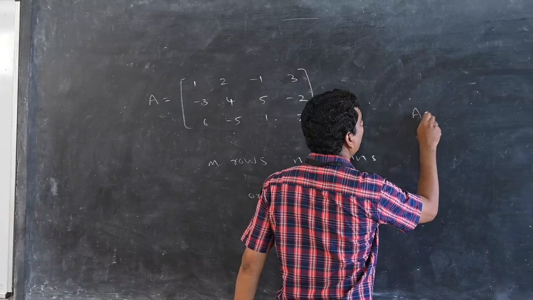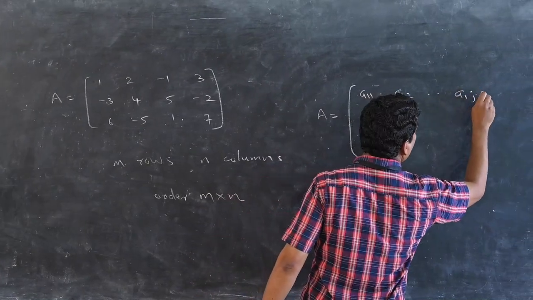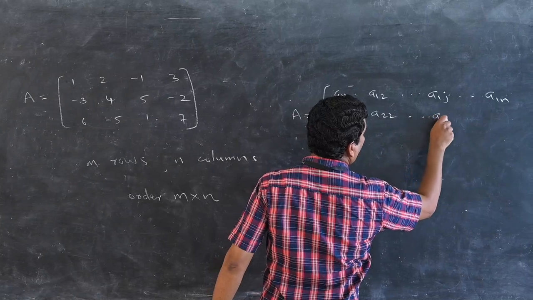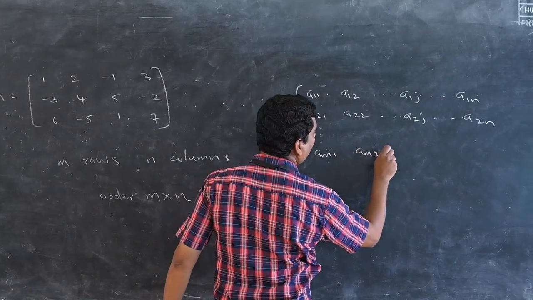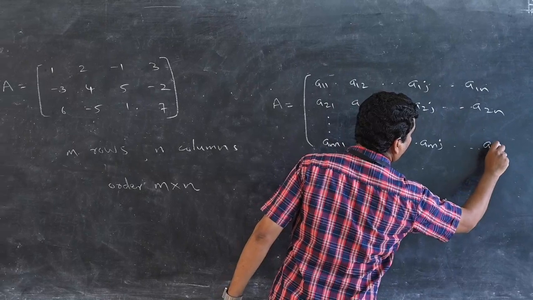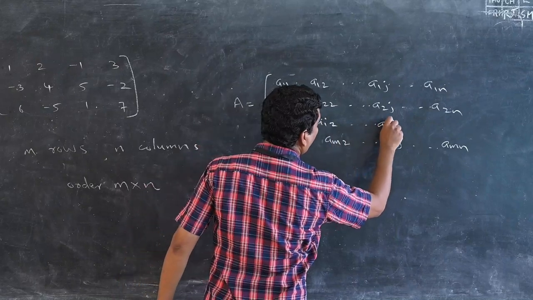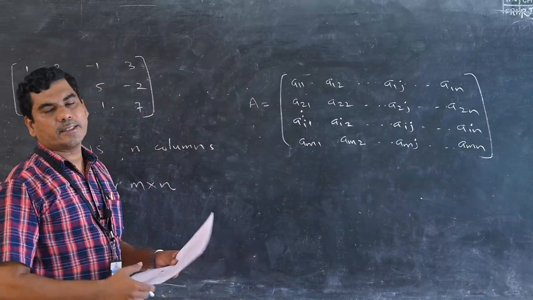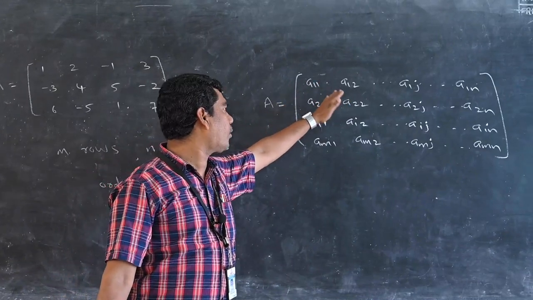A is equal to, this is a11, a12, etc., a1j, etc., a1n, a21, a22, etc., a2j, etc., a2n, etc., am1, am2, etc., amj, etc., amn, ai1, ai2, aij, etc., ain. This is the general form of an m by n matrix. It has m rows and n columns.